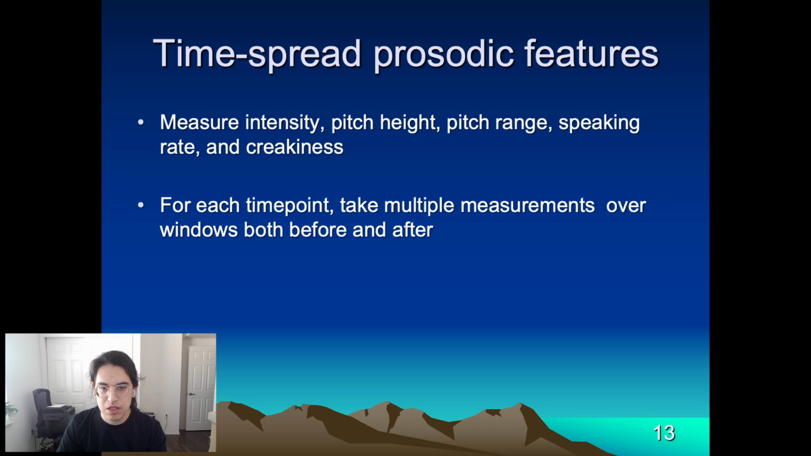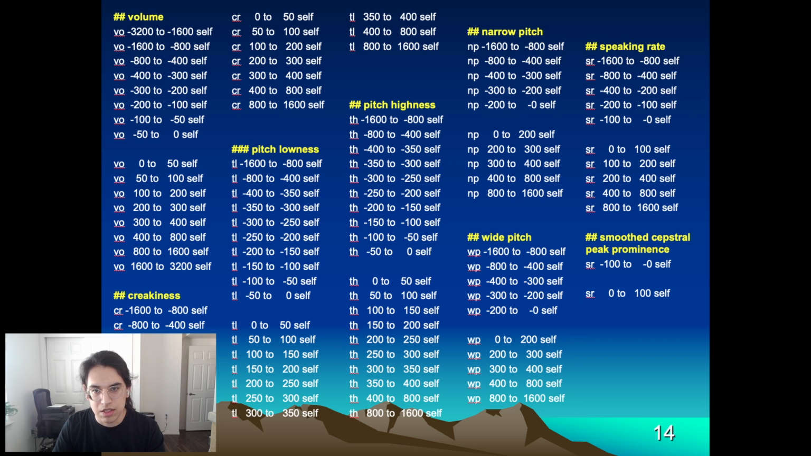These are the types of measurements that we take for each frame. The type of measurement is in yellow and the window is in white. There are 90 measurements in total. Some span longer, farther from time zero, and others are shorter and closer to zero. As an example, the feature in the very top left is the feature for volume, measuring a window that's about 3.2 seconds ago to 1.6 seconds ago in the past. And so these are our predictors.